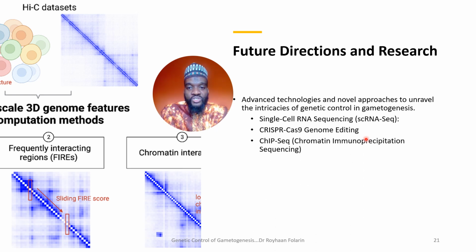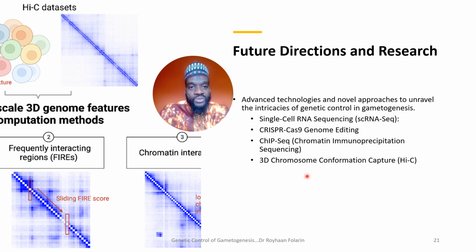We also have ChIP-seq, that's chromatin immunoprecipitation sequencing, and this one is used to investigate protein-DNA interactions in order to identify what regions of the genome are associated with what specific proteins. So this comes in useful when researchers are interested in studying the binding of transcription factors, including histone modifications as well, or when they are interested in understanding epigenetic marks during gametogenesis.